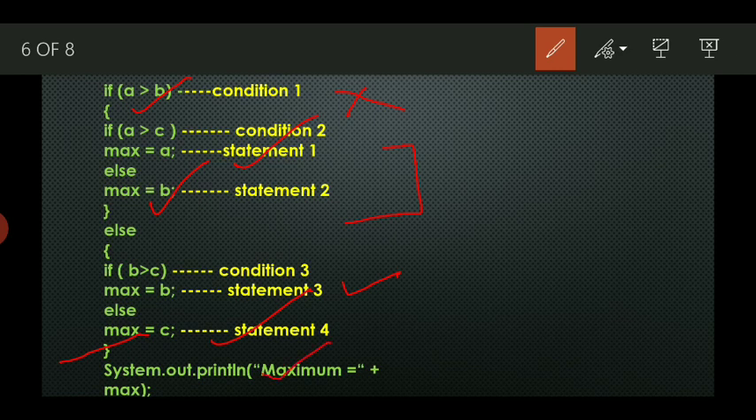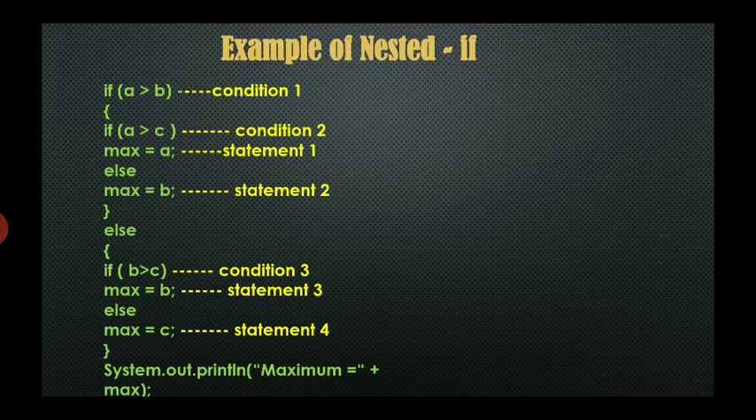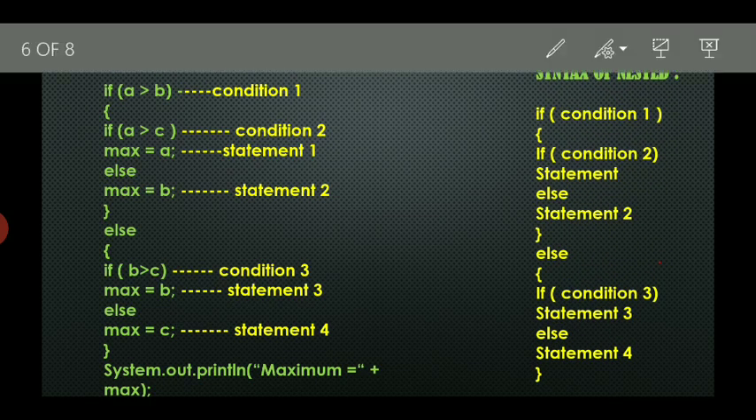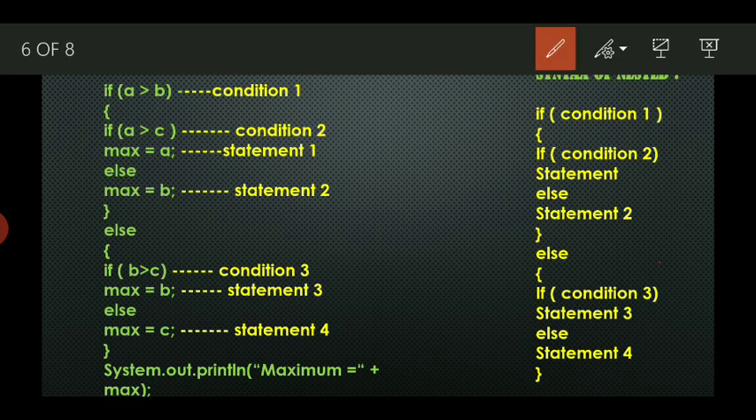Now we'll try to match the same thing with the syntax of nested if. Now you see the syntax. See, if A is greater than B, what is that? Condition 1. If it is true, then we'll enter condition 2. That is, if A is greater than C, that is condition 2. If this is satisfied, if this is true, then it will display statement 1. What is statement 1? That max is equal to A, that is the greatest value is A.